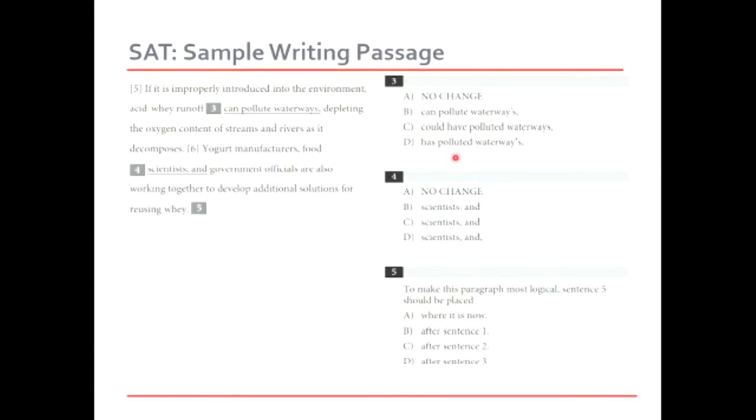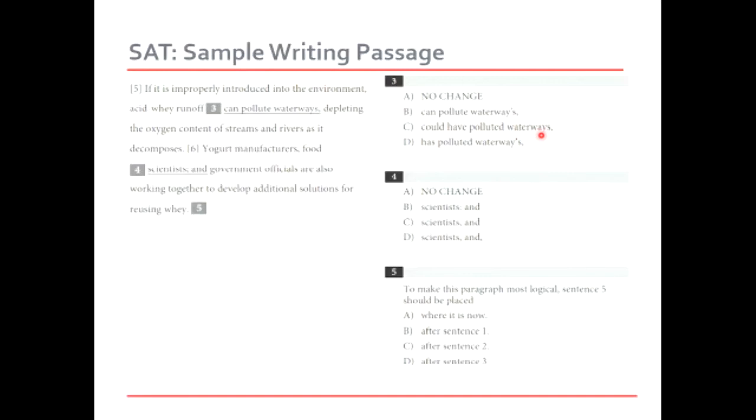What do you think could be the right answer for this one? Keeping in mind the standard English conventions that we discussed yesterday, what do you think, guys? All right, so basically, can pollute waterways, depleting the oxygen content of streams and rivers as it decomposes. When you read this sentence, there seems to be nothing wrong with it, right? We do not need to insert an apostrophe because there is no possession shown in this particular sentence. It's talking about waterways as part of the sentence, but it does not show any possession with it, not before the comma, not after the comma. So why do we insert an apostrophe over here? There's no need for this.